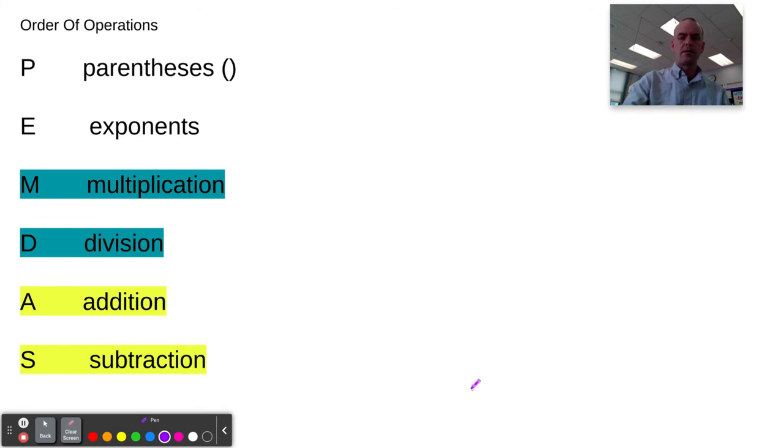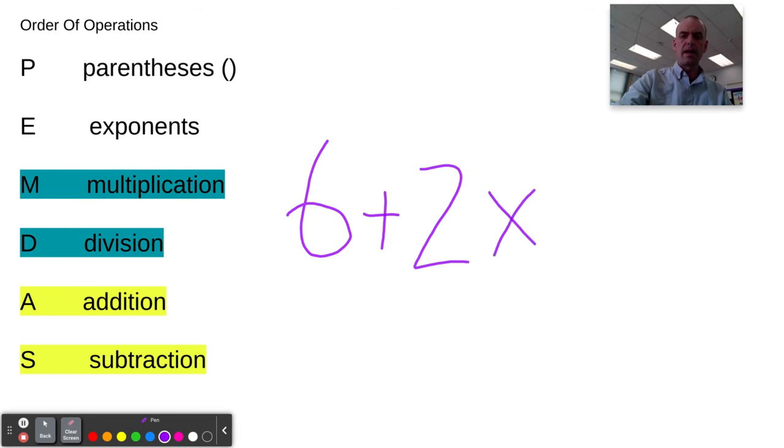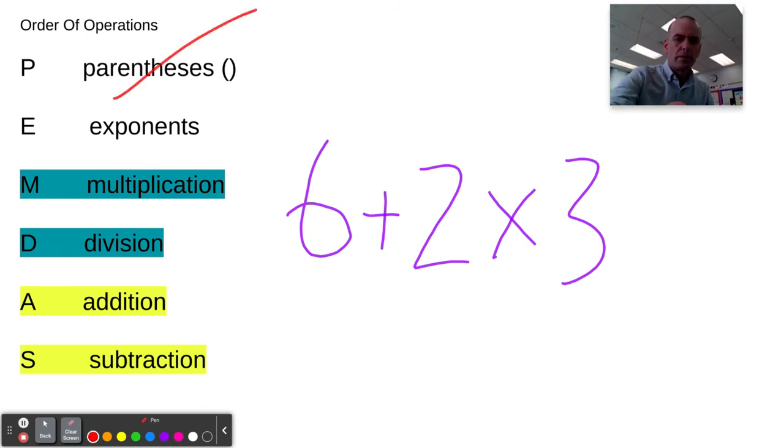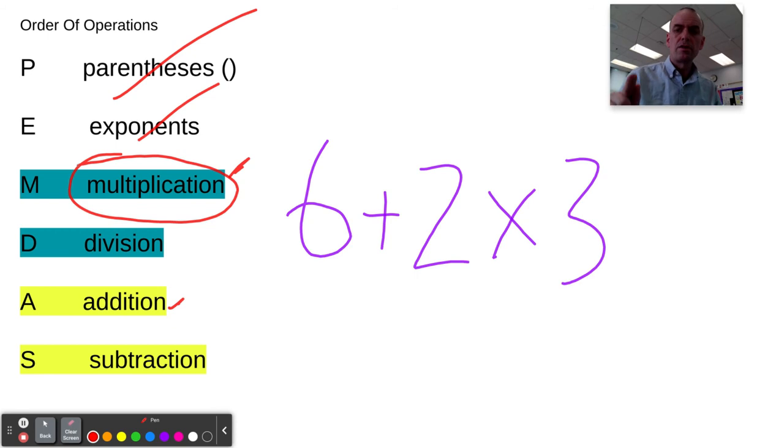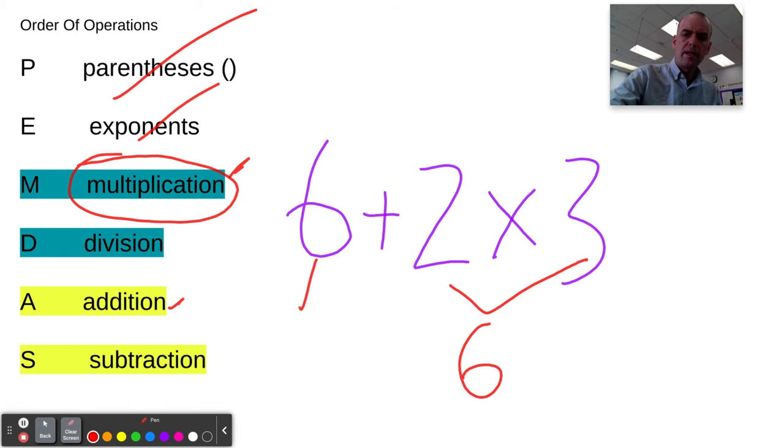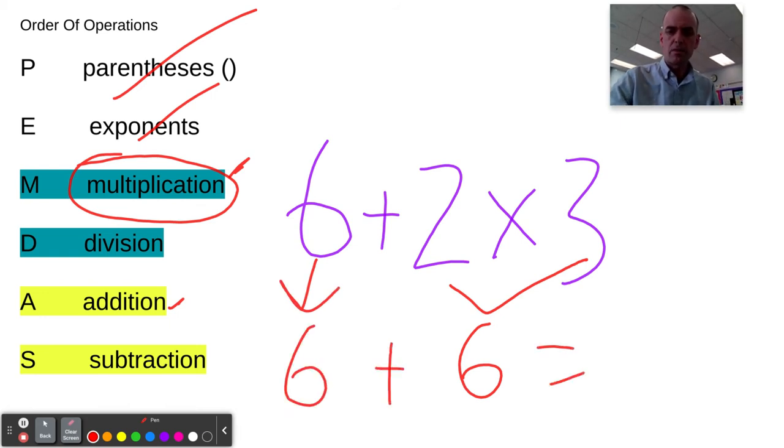Here, let's do 6 plus 2 times 3. All right, so this time there are no parentheses, okay? There's no parentheses, no exponents. But there is multiplication, and there's addition. So which one comes first? Multiplication comes first. So you do 2 times 3 is 6. Then you can bring down this 6 and add it. So 6 plus 6 is 12.